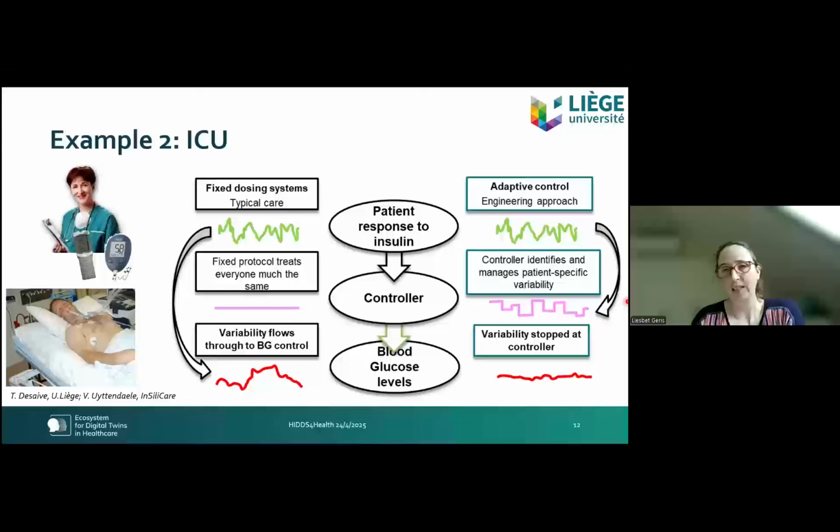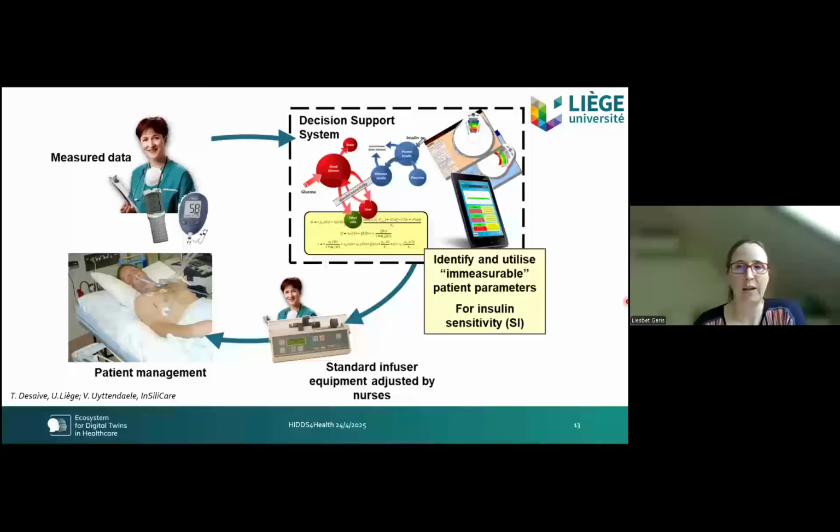Now, the idea is that if you can take these measurements, and if you can use a digital twin, you can also use the digital twin to actually suggest what would be a better protocol to apply insulin to the patient, so that the variability is actually removed from the glucose levels.